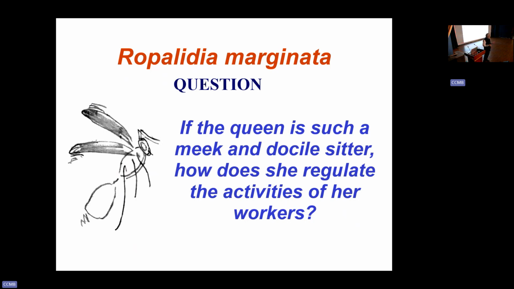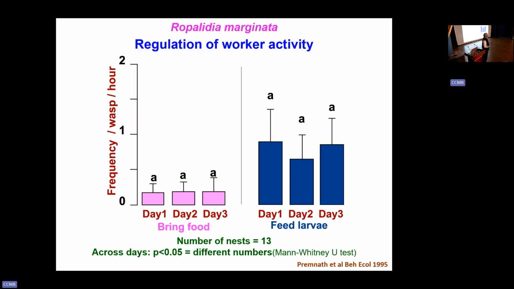And again, to our great surprise, in most of these experiments the answer that we get is completely surprising. It's something that we would not have expected. We found that the workers don't care for the queen. They don't need a queen. They will bring food and they will feed larvae at the same rate, whether the queen is present or not. Rates of bringing food, day 1, day 2, day 3, no statistical difference. Feeding larvae, day 1, day 2, day 3, no difference. So the workers don't need the queen at all. They don't care for the queen.